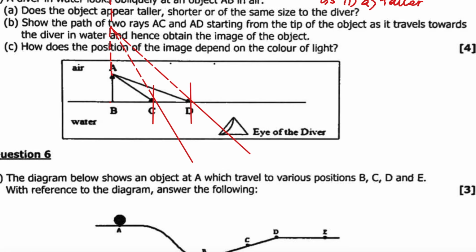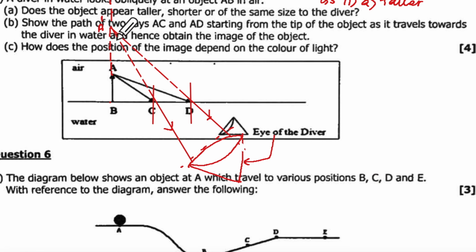This should be dashed and the arrows should be shown this way and this way, and the eye of the diver should be shown like this. The eye should be perpendicular to this, okay? Anything extra that you see, just clean it. And this is going to be your A dash. Understood, right?